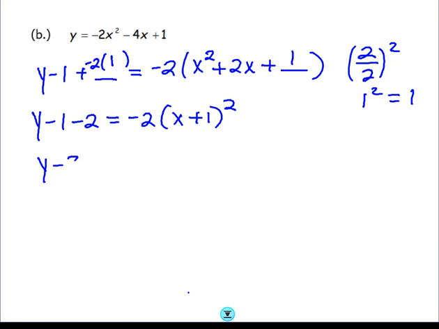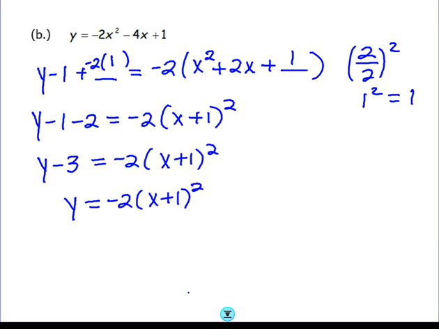Add my numbers. Almost in vertex form. All I need to do is move the 3. So my vertex this time is negative 1, 3.